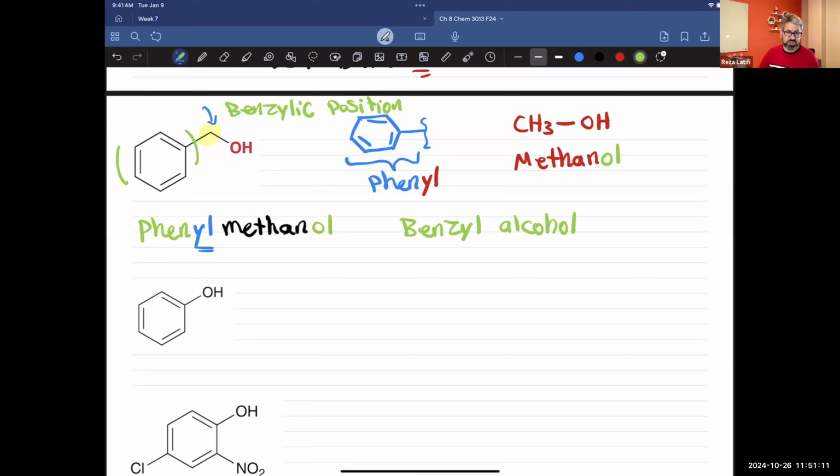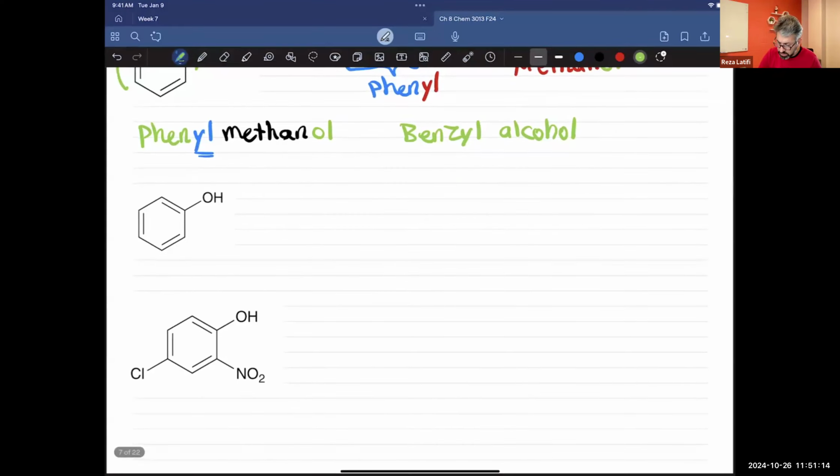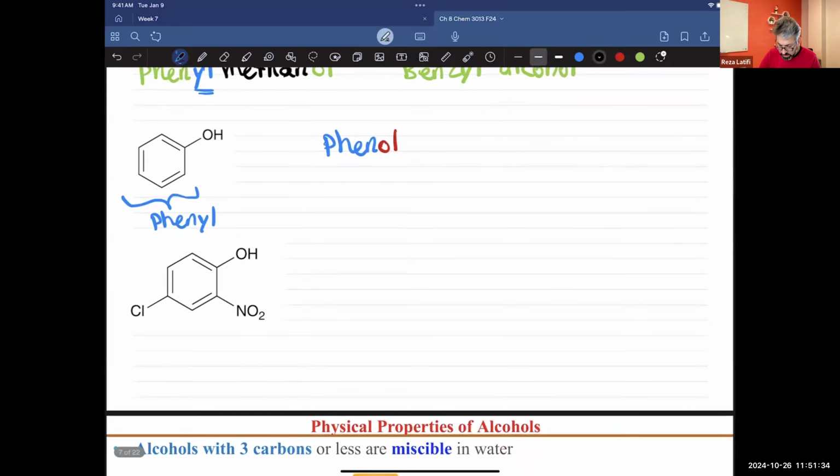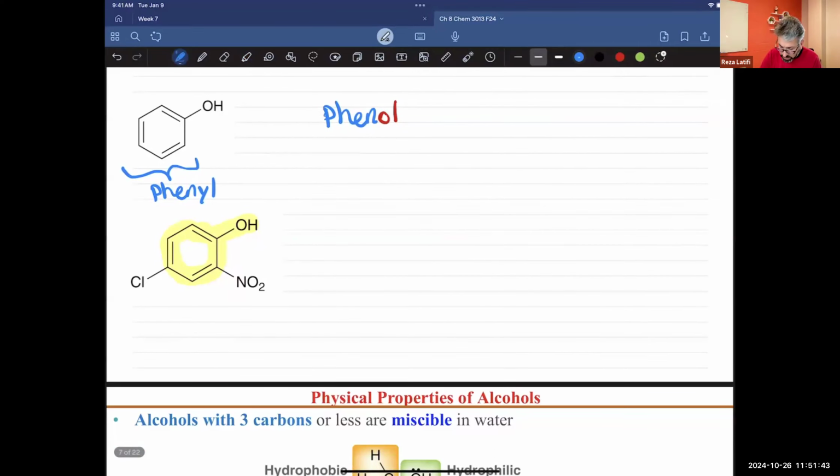Now, let's get rid of that carbon and directly attach OH to the ring. In that case, what's going to be the name for it? This is going to be a phenyl ring. The OH is attached to it. The name for this compound is going to be phenol. Okay, phenol. And how about this? Okay, we have a phenol, but we have substituents. How do I label it? I go 1, 2, 3, 4, 5, 6. So we have a phenol.